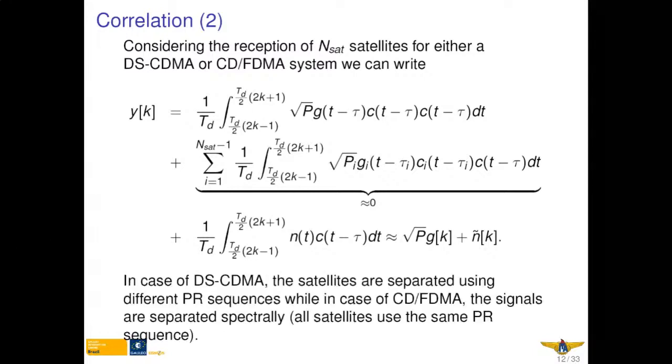In case of direct sequence CDMA, the satellites are separated using different PR sequences, while in case of CD-FDMA, the signals are separated spectrally in different subbands, and all signals use the same PR sequence. This is the case for GLONASS.